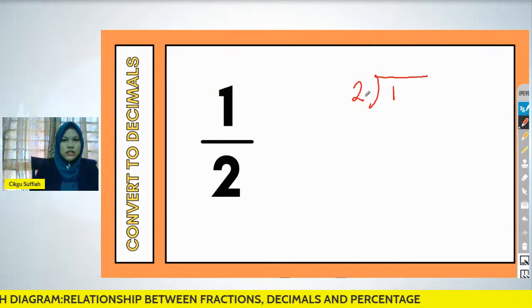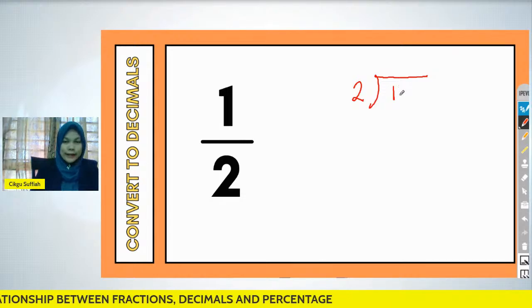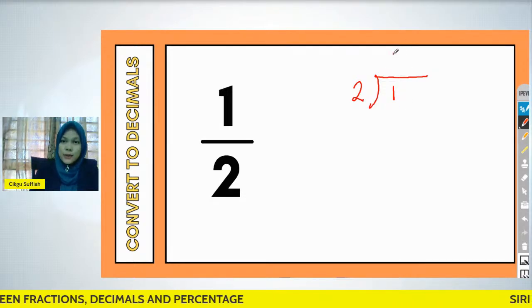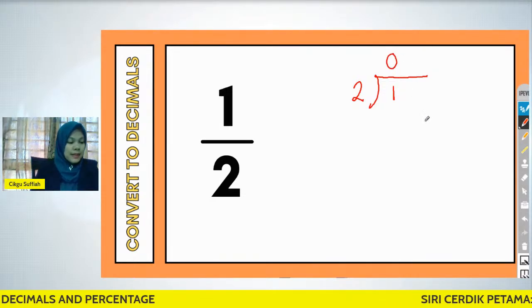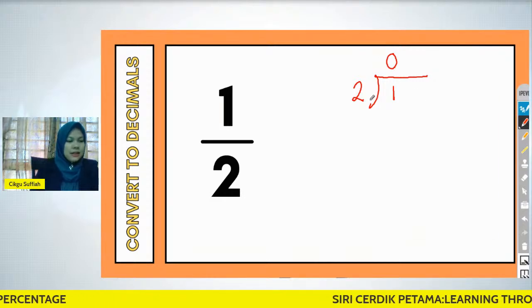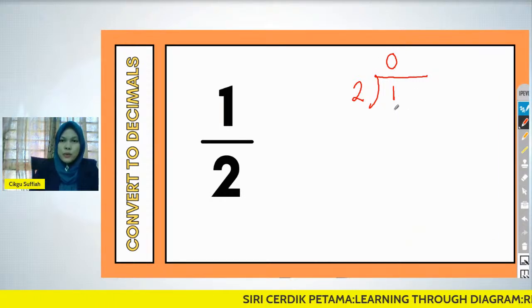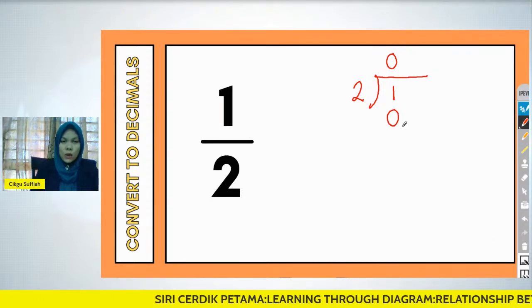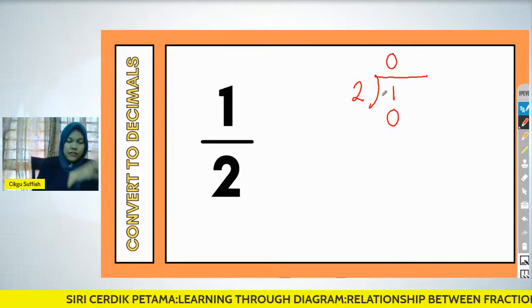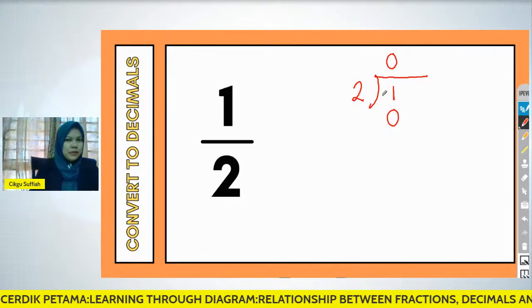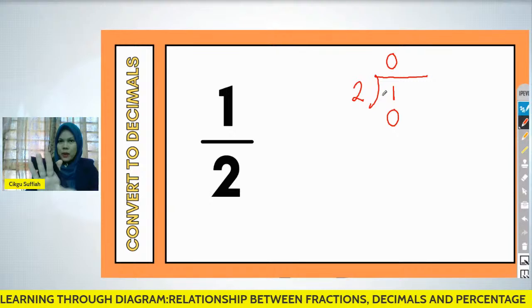Okay. So 2 times what number equals 1? 2 times 0, right? If you know how to divide with the decimal number, 2 times 0. So we put 0 down here. So this is how to convert the fraction to a decimal number. Okay, just stay with me. Don't go anywhere.